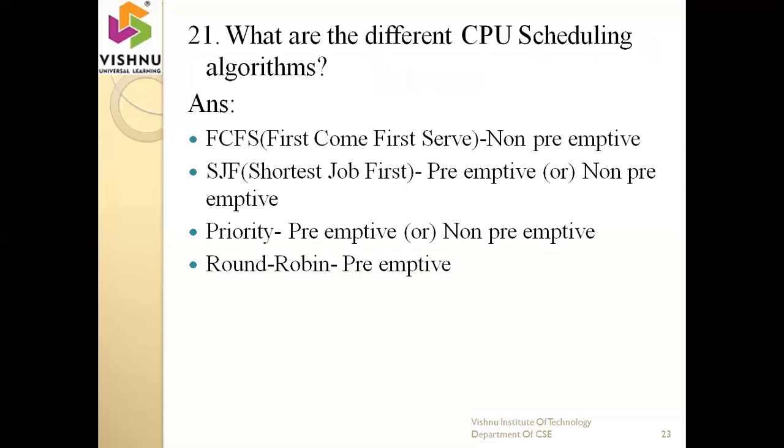Next one is, what are the different CPU scheduling algorithms? There are four scheduling algorithms. The first one is FCFS, first come first serve scheduling. It is a non-preemptive scheduling. SJF, shortest job first, supports either preemptive case or non-preemptive case. Next one is priority scheduling. It supports either preemptive or non-preemptive scheduling. The round robin scheduling algorithm supports the pure preemptive scheduling concept.